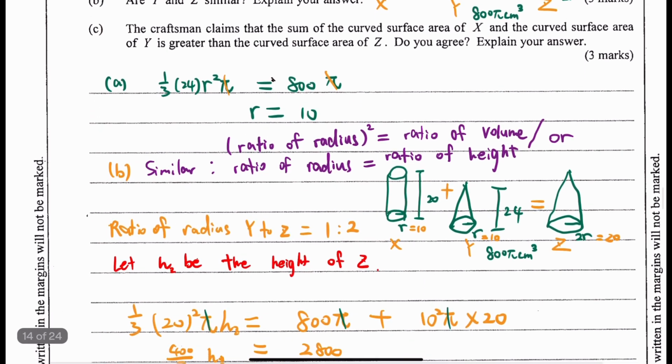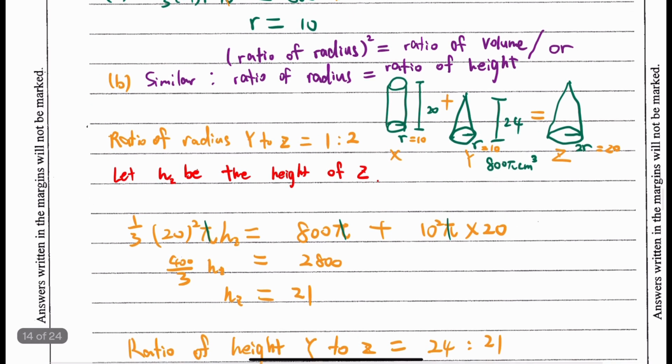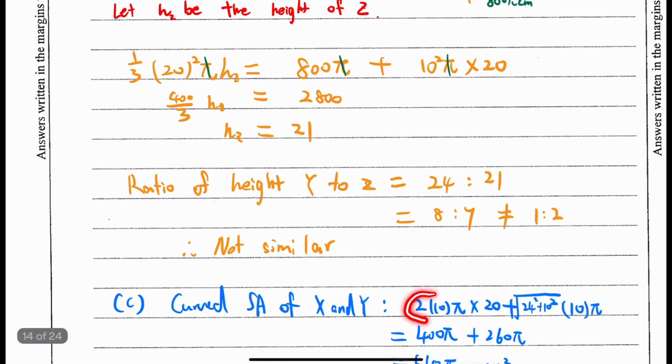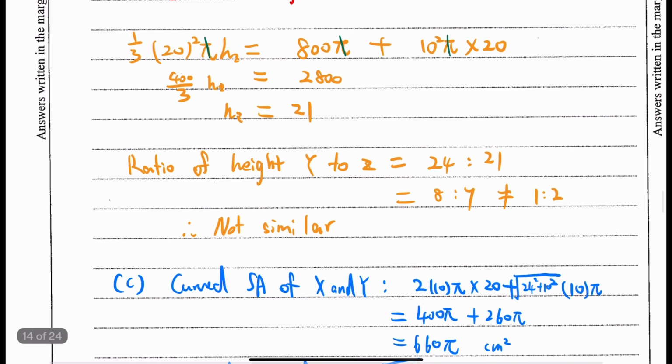Basically, you just need to remember the formula correctly. Curved surface area for a cylinder should be the base circumference, 2πr, times the height. So remember this for finding the curved surface area of a cylinder.